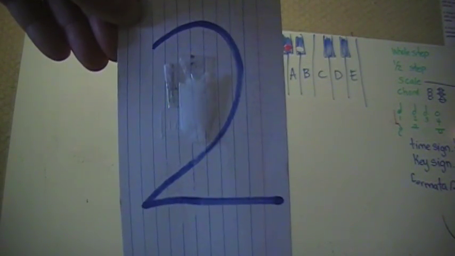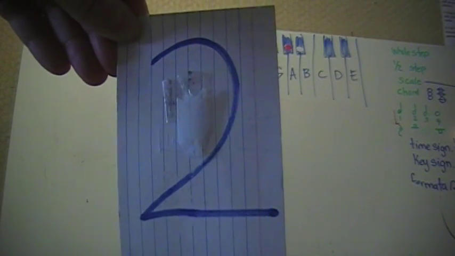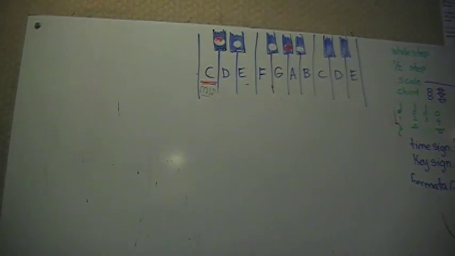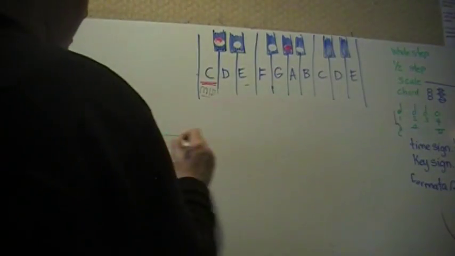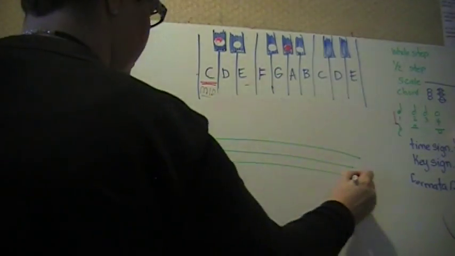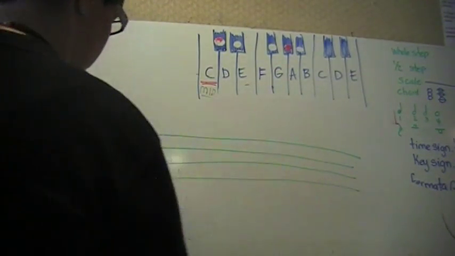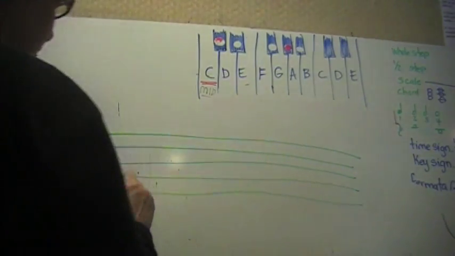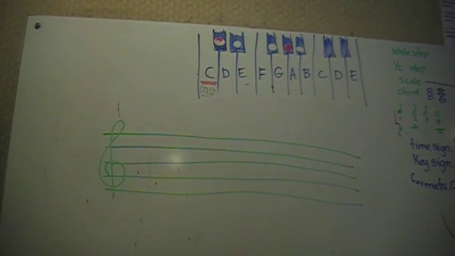Alright, this is class 2. We're going to begin with a staff. How many lines is that? 5. We're going to begin with the right hand, or treble clef.